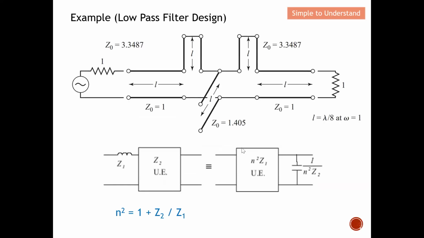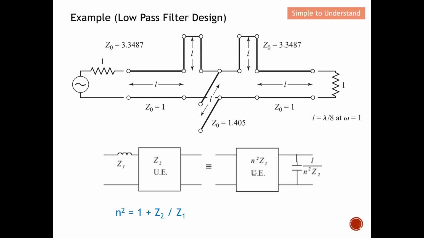This is actually one of the Kuroda identities. How can we know that this is the one? Remember, this is an inductor, and this is a unit element. The unit element is implemented over here. So what we want to do is convert them into this portion here, where I manage to have a so-called shunt stub in this case. The key purpose is to convert the series stub to shunt stub.